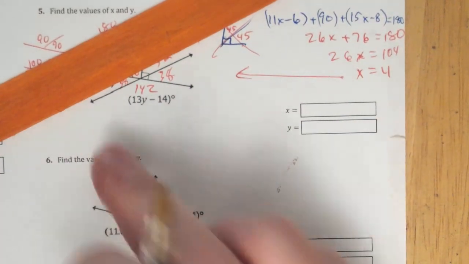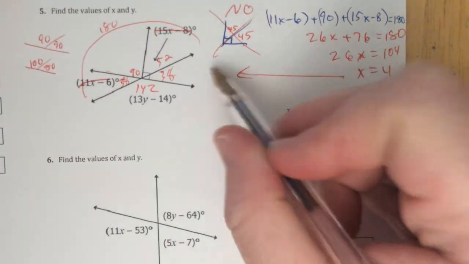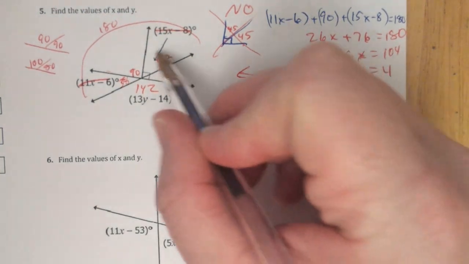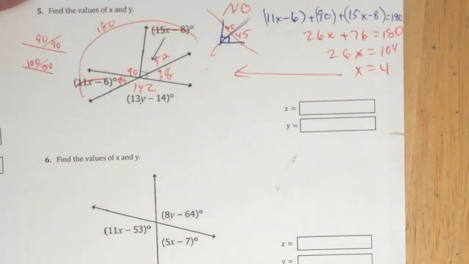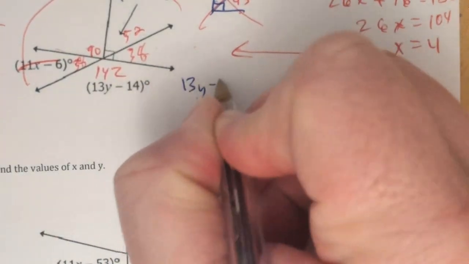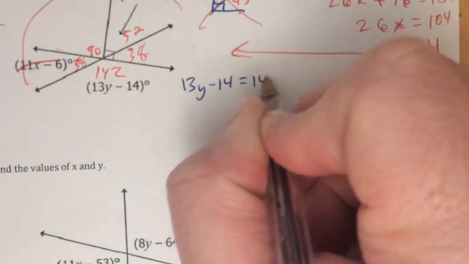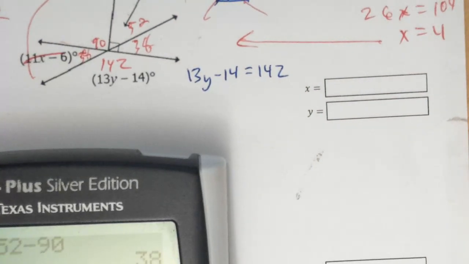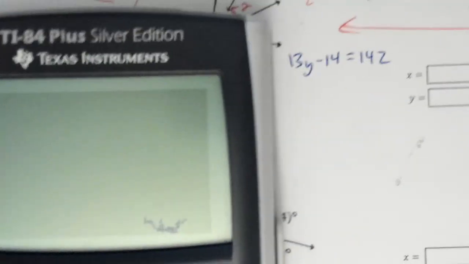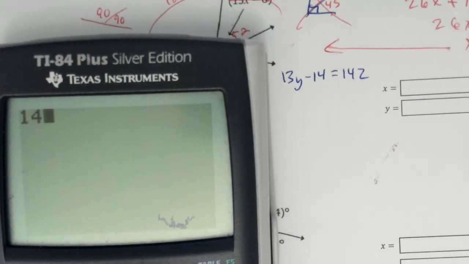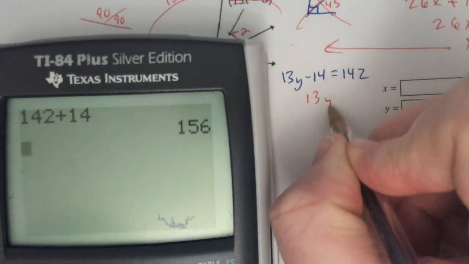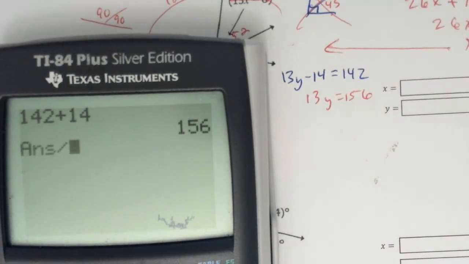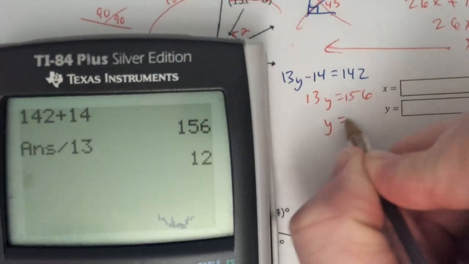All right, so we have this. Now we can find y. So plugging this x back in helped us find these angles, and now it's going to help us find our y. This angle right here is 13y minus 14. It is also 142. So now all you have to do is solve. All right, we have 142. We're going to add 14 to both sides. We get 13y equals 156. Divide by 13, and we get y equals 12.